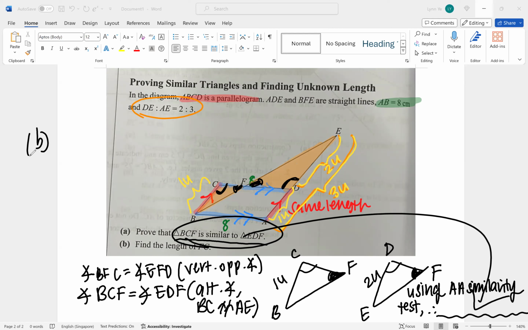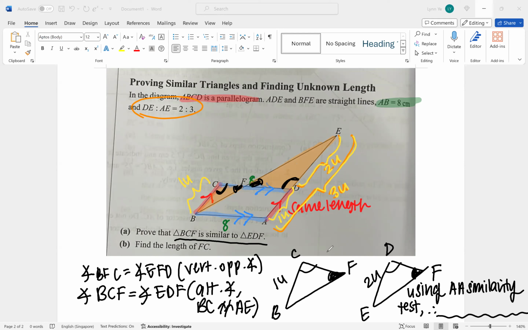Now, B, they want you to find FC. Now, guys, can you see here? Can you see FC, guys? I already proved that they are similar, correct or not? And because I know that they are similar, I can say that what? Remember just now? I told you guys similar, we use what? Proportion of length. So what can we say already? That, come on guys, proportion of length. What can we say now?